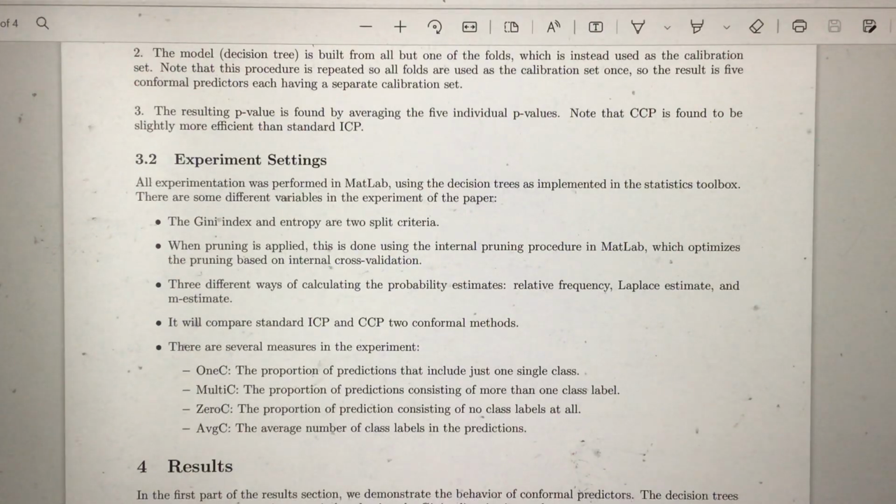They also have 4 measures here. One is 1C, which means the proportion of predictions that include just one single class. Another is multi-C, the proportion of predictions consisting of more than one class label. 0C is the proportion of predictions consisting of no class labels at all. Average C is the average number of class labels in the predictions. If you understand these experiment settings, we can go on and discuss the results of the experiment.